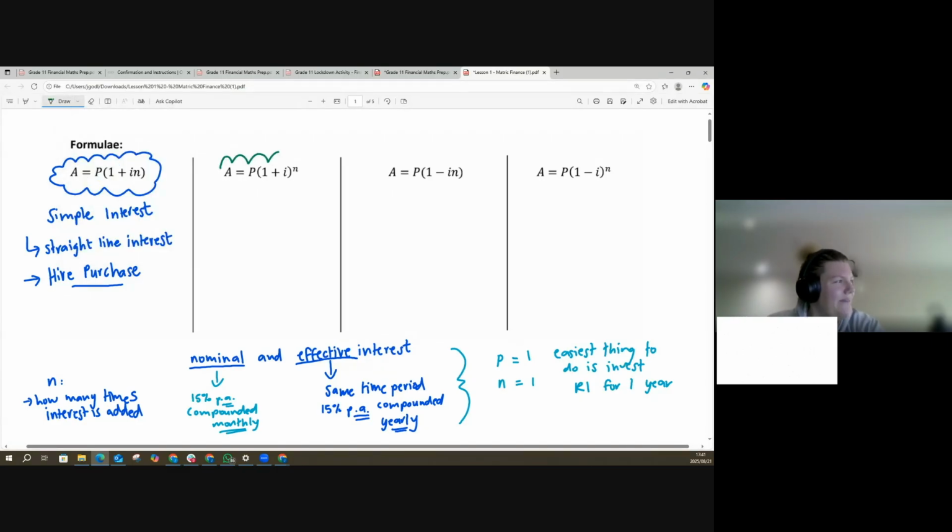Next, we have A is equal to P times (1 plus i) to the power of n. Tell me things about this formula. Oh no, losing pens is horrific. Like if you have a good pen, hold on to it. Good, it's compound interest.